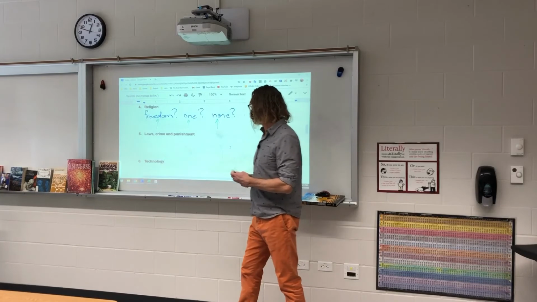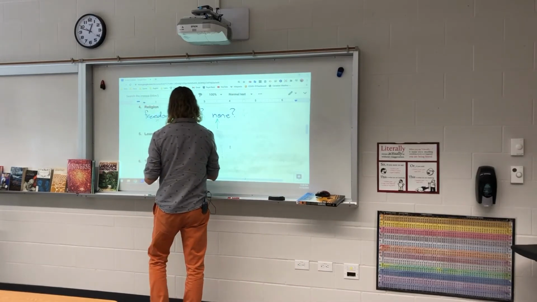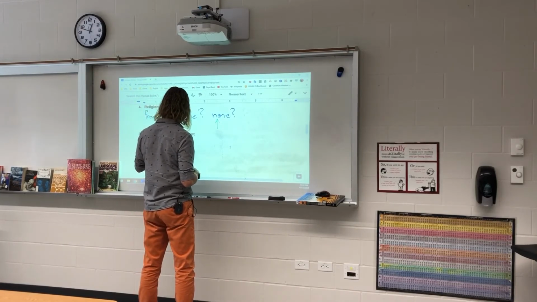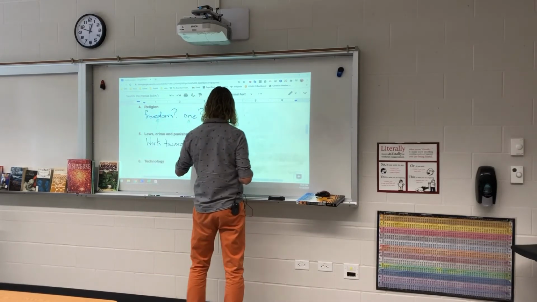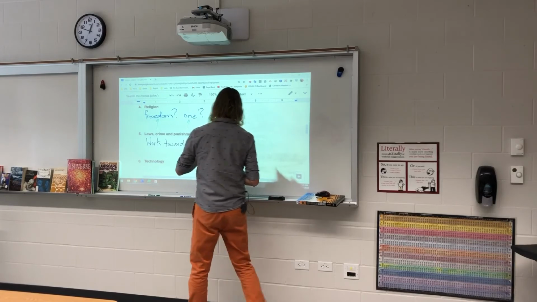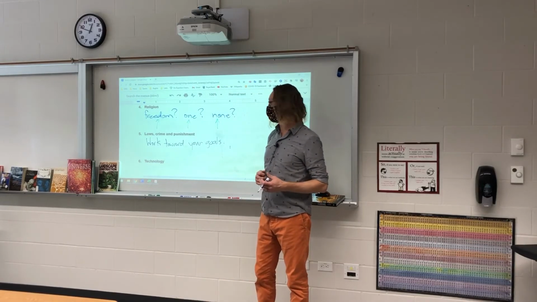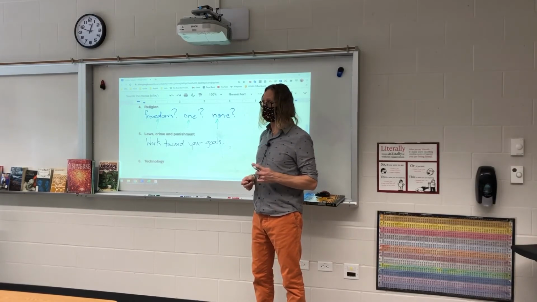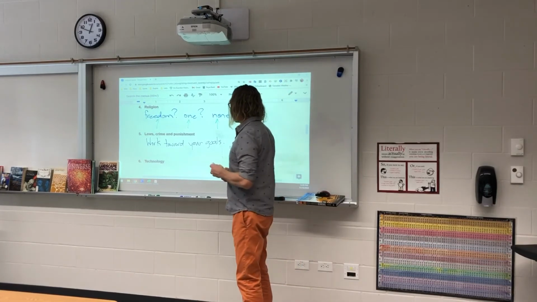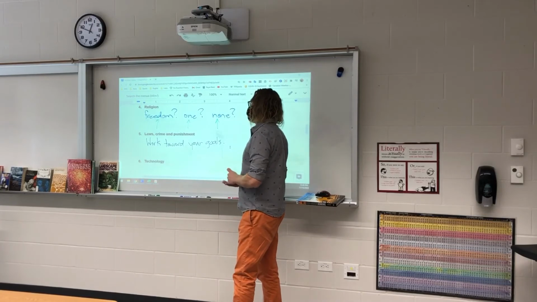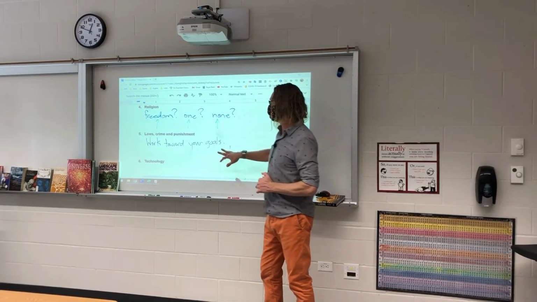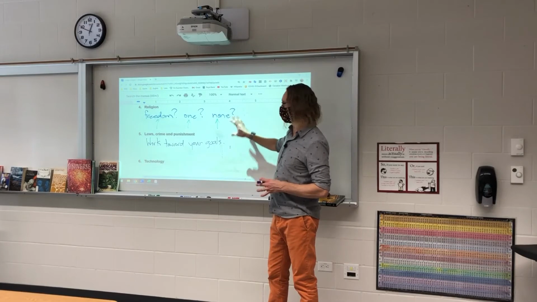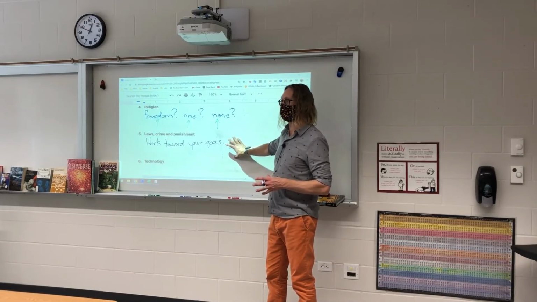Laws, crime, and punishment. These need to work toward your goals, right? They should reflect your values, and they should work towards the solving of the problems that you set out. Students tend to be maybe most creative on this part, so I won't say anything more about it other than just remember for all of these, you need to be able to explain how they help you achieve your goals.